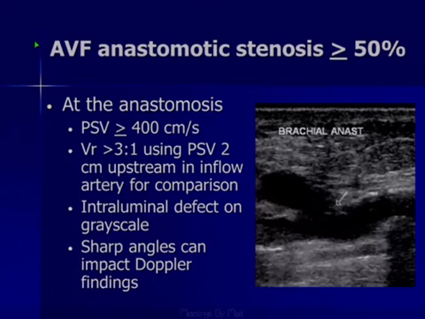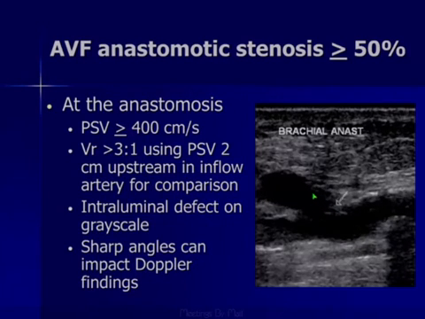Criteria. Well, it does vary a little, but generally speaking, people will use a 3-to-1 ratio using a velocity about 2 centimeters upstream in that artery to compare for stenosis. So a 3-to-1 ratio is indicating at least a 50% stenosis. Some people will use 400 centimeters per second. The important thing is make sure you see something. Make sure you can appreciate a defect either on grayscale or grayscale in color.